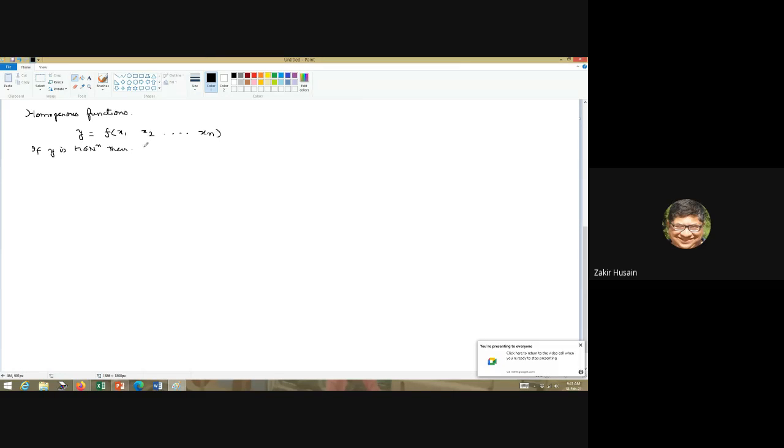Will someone help me out, please? So if we multiply lambda with each term, like x1, x2, so lambda x1, lambda x2, lambda xn, this will give us lambda to the power n into the original function. So if you change all the variables by lambda, then the function will increase by lambda to the power of n. n is the degree of homogeneity.